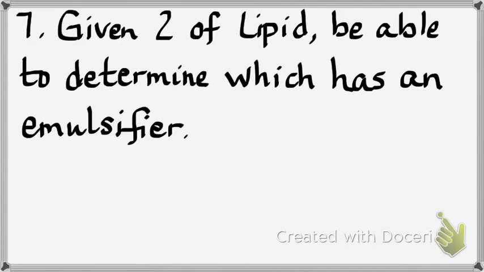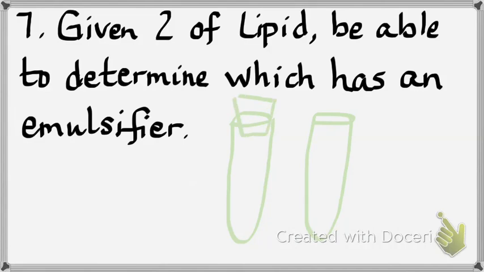Okay, number 7. I'm going to give you 2 test tubes of lipid. Okay, let me just draw this for you. I'm going to give you 2 test tubes of lipid. And I'm going to put stoppers in them because I am going to allow you to pick them up and shake them. Okay, so they're going to have stoppers in them so you don't make a big mess. I've seen that happen. Shake it.